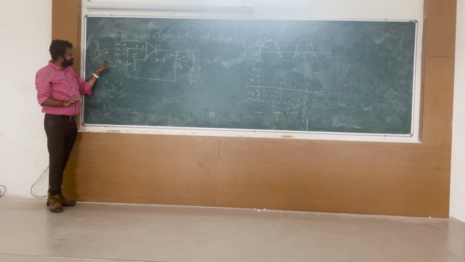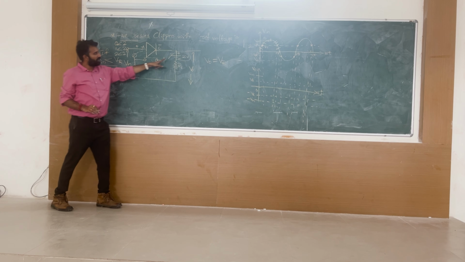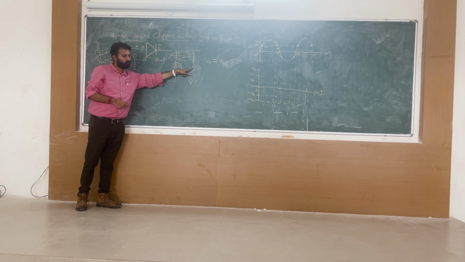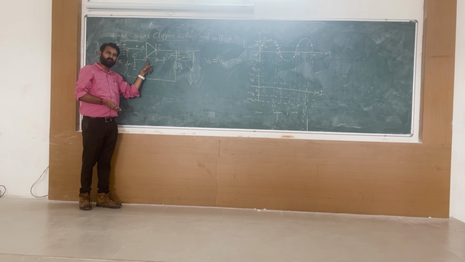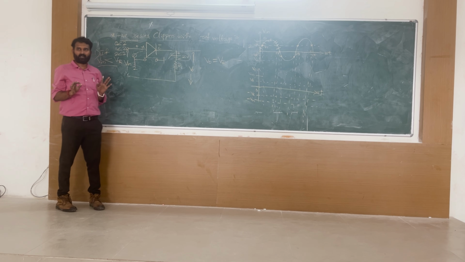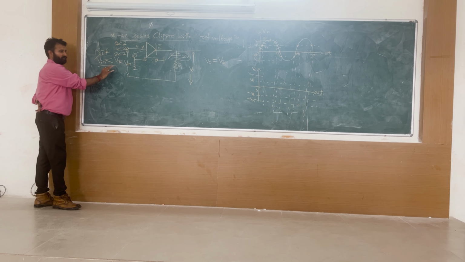If input is less than VR, this VR will become stronger. That will come into effect. Your output will be VR because this diode will go under reverse bias condition. Is it clear? Understandable? Say yes or no. So this is the first case.